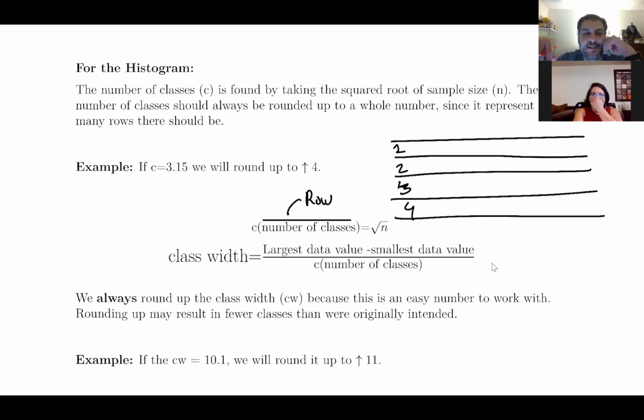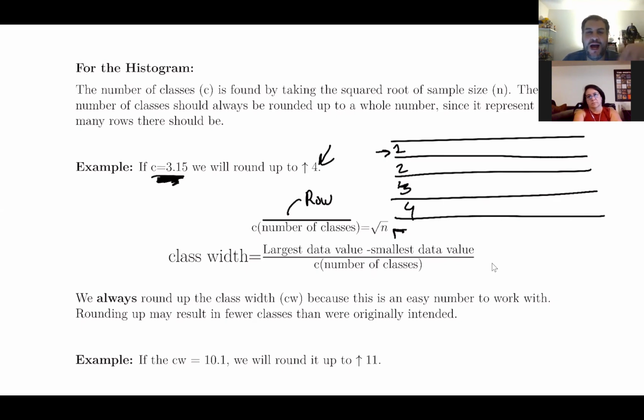The way that we calculate that, we take the square root of our sample size. The one thing that you have to understand for this one is the final answer should never be a decimal. Because it's not like I could have half of a row or a quarter of a row or 1/10 of a row. Either I have the row or I don't. So if we get that the number of classes should be 3.15, the final answer should be 4. So we always round it up to the next whole number.